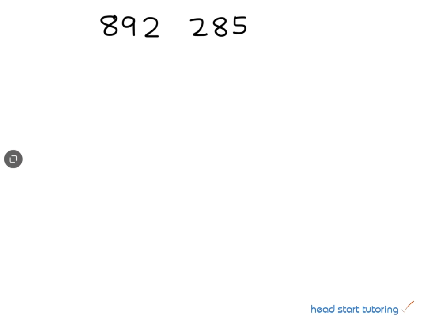We are going to have a look at the number 892,285. We are going to have a look at the place value of this number, as well as units, tens, hundreds, and thousands that are in this number. Right, so let's first look at our units. If we are asked what is the place value of our 5 in this number, your answer would be, the place value of the 5 is 5 units.